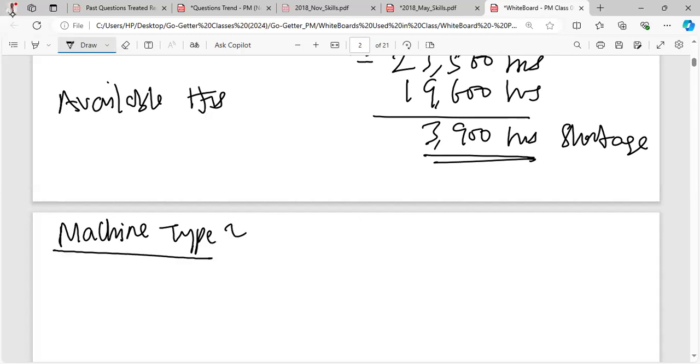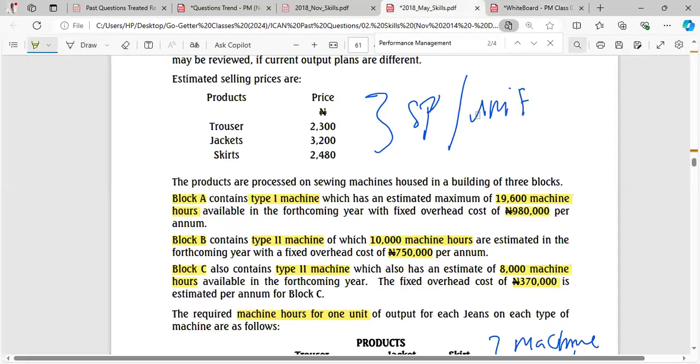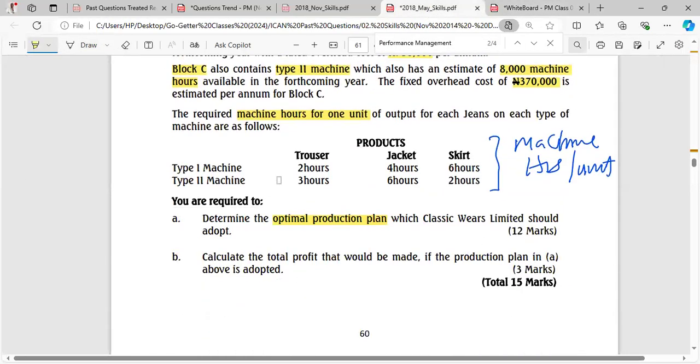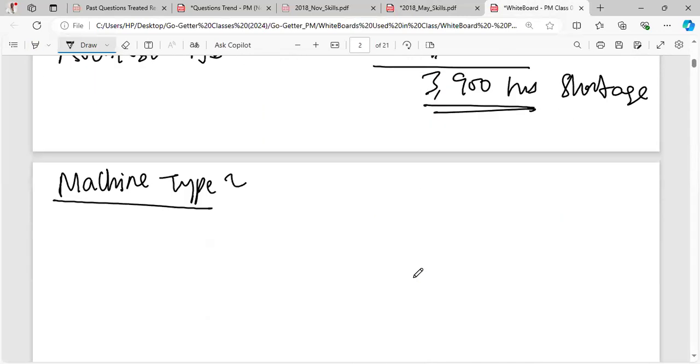So we still have our 3, 6, and 2 hours per unit. 3, 6, and 2. So we have hours per unit. We have 3, 6, and 2. I put it too much up.